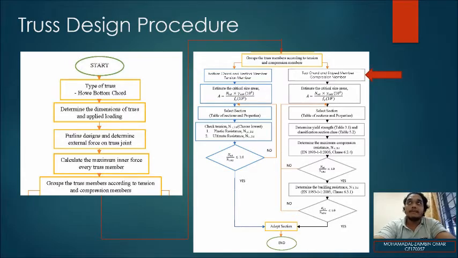For the compression members, which are the top chord and slope members, we estimate the critical size areas. Then we select the section from the critical size, determine the yield strength from table 3.1 and the section classification from class table 5.2. Then we check by determining the maximum compression resistance in clause 6.2.4 in Eurocode 3. Then we determine the buckling resistance in clause 6.3.1 and make sure both resistances are greater than NEd. If both sections are okay, we adopt the size, then end.